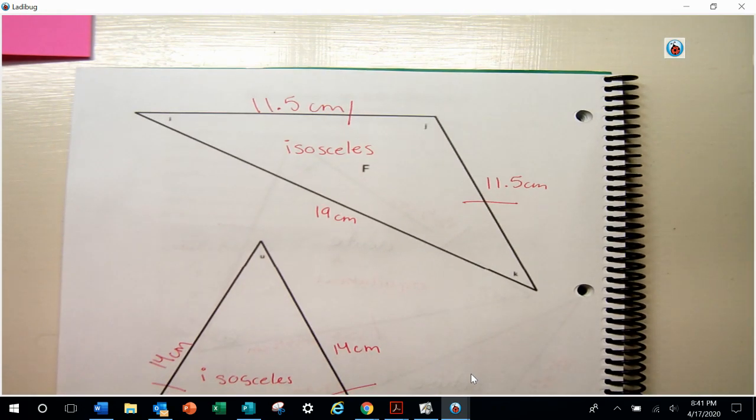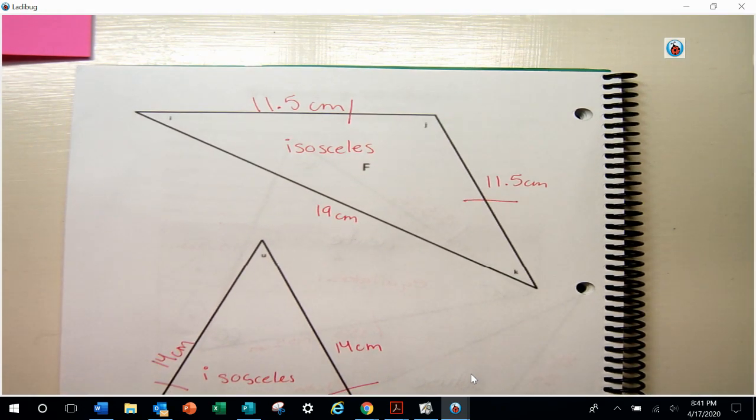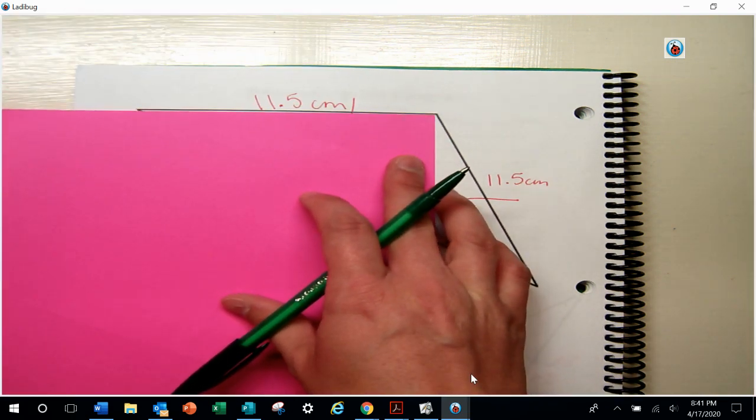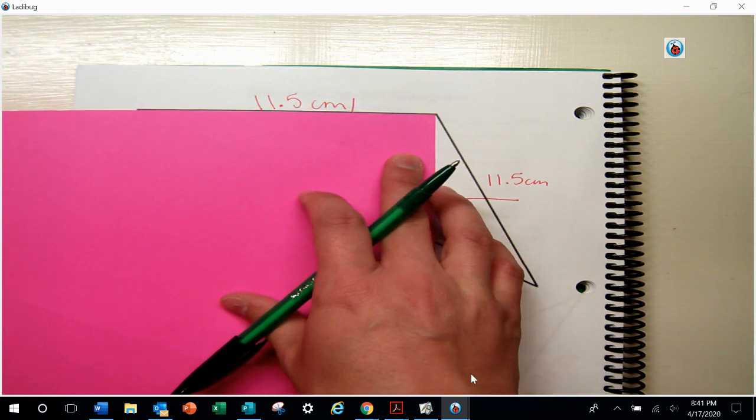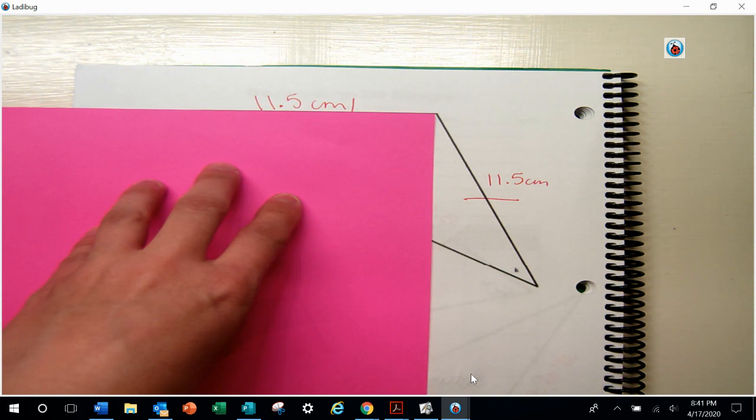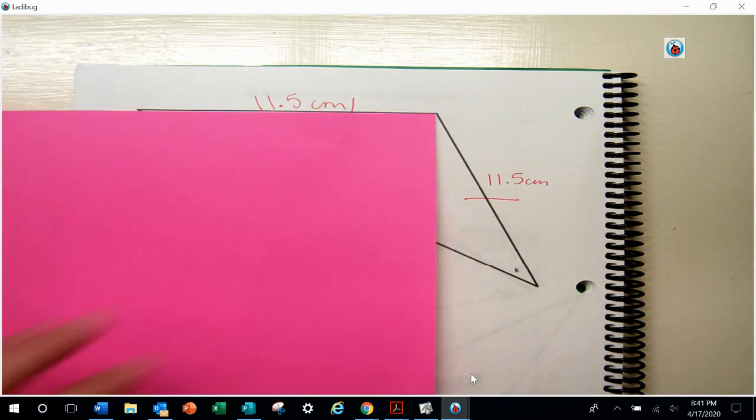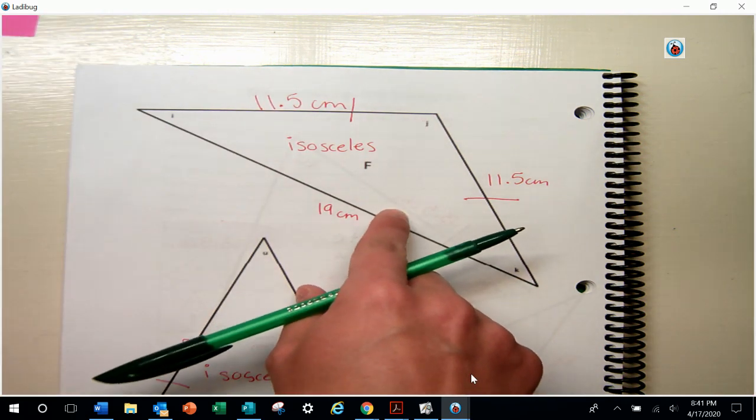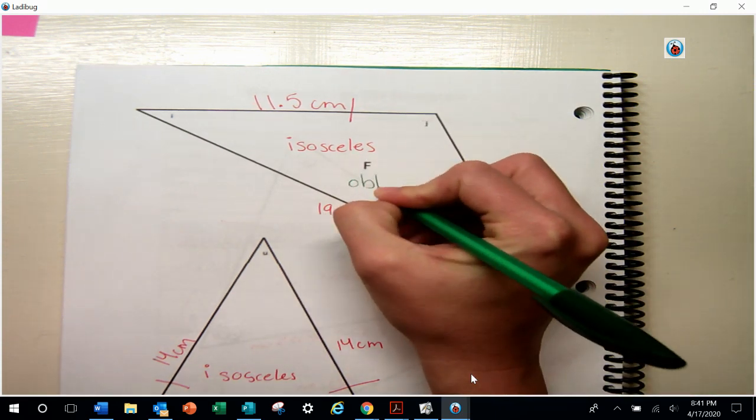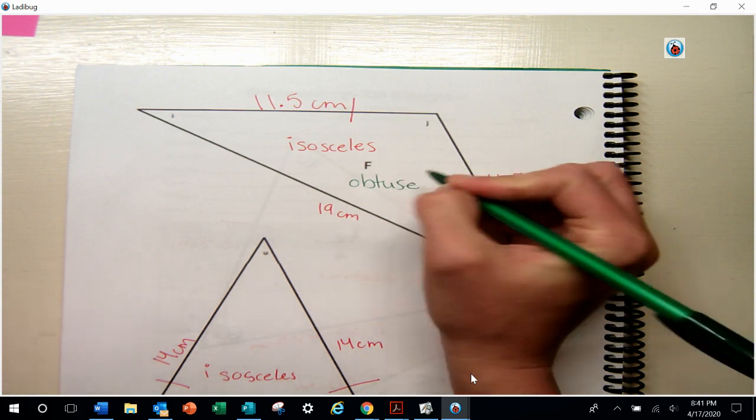Let's measure triangle F. Again, I'm going to do my little paper test for those of you that didn't take a protractor with you. Notice how that angle is greater than 90 degrees. So what does that tell me about this triangle? It has one angle greater than 90 degrees. It's an obtuse triangle. Obtuse.